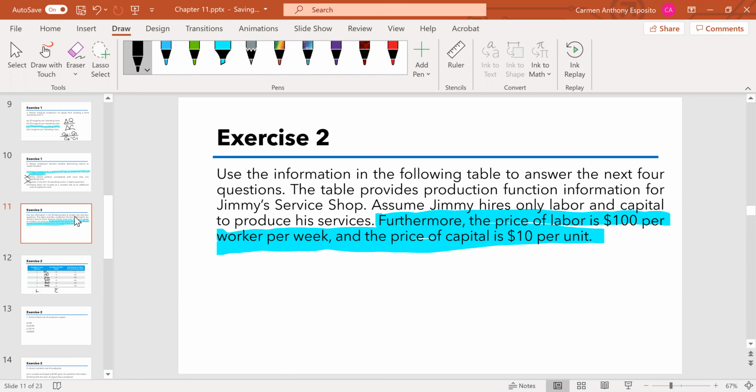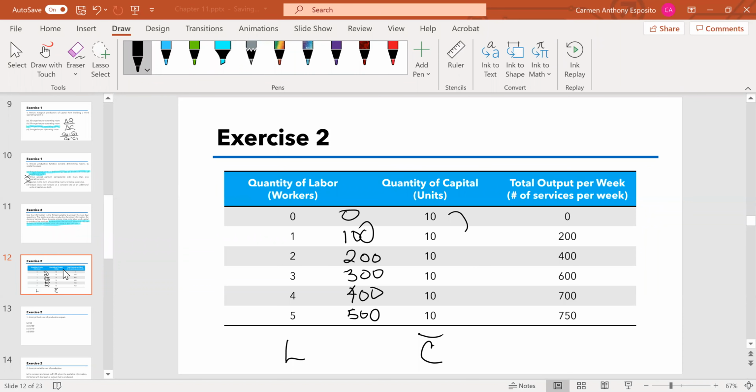And recall that capital is $10 a unit. So take the following numbers here, and 10 times 10 is 100. So from here, we are able to figure out some cost. So now this table tells us the cost of labor, quantity of labor and its cost, quantity of capital and its cost, and total output per week. So now let's try to answer these questions.